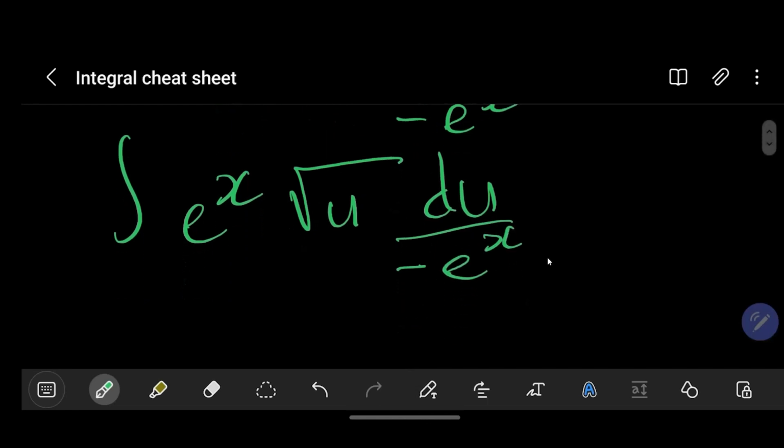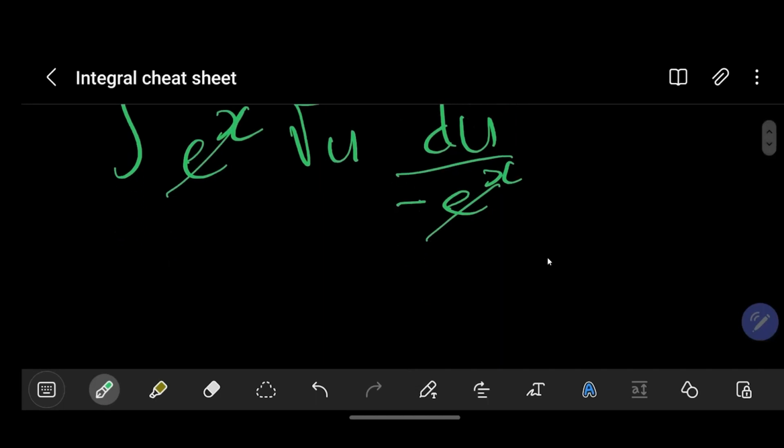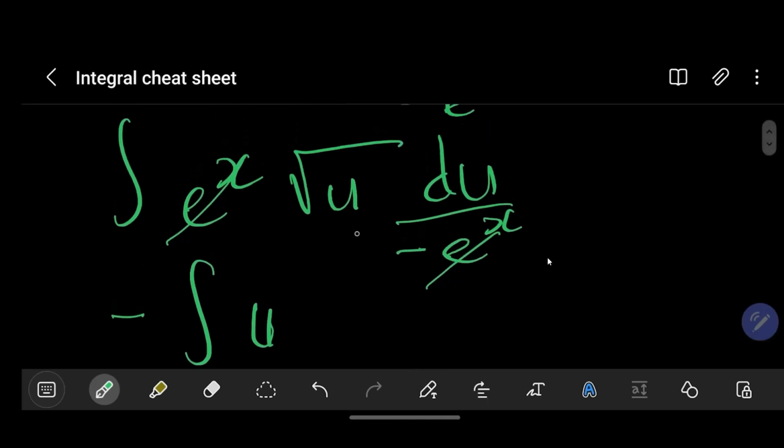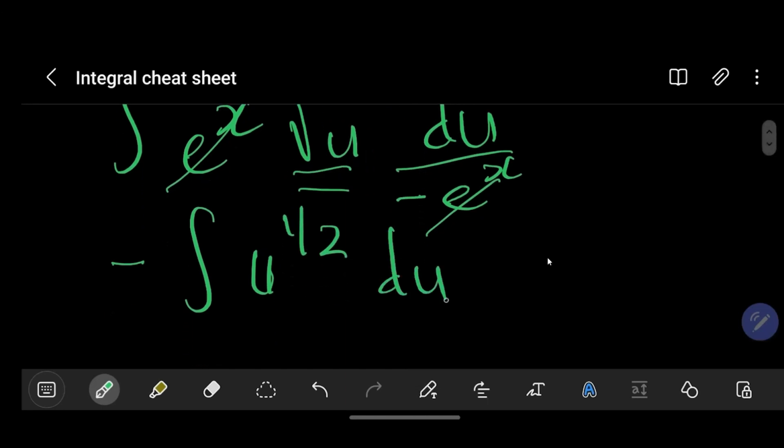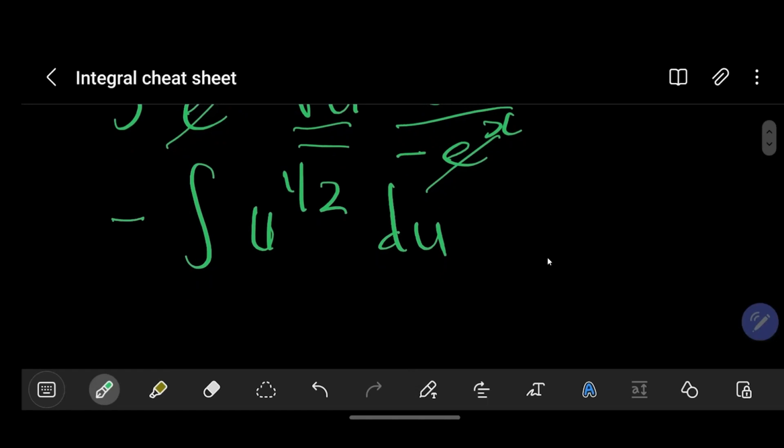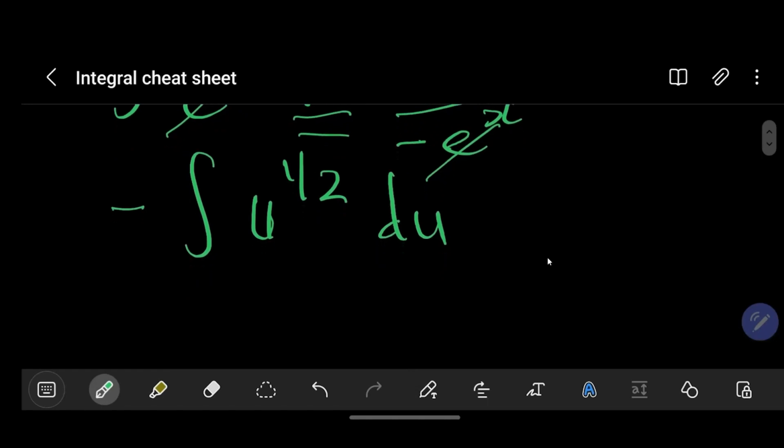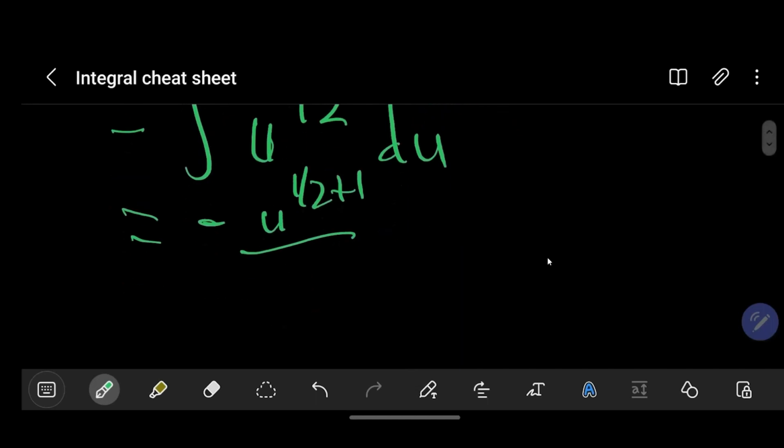Now we know we did the u substitution correctly, as we can cancel these two out, and now we have minus the integral of square root of u. But now let's rewrite the square root of u as an exponent, like the examples we had earlier on. So that's u to the half du. Okay, so now we can use the power rule. So this is now equal to minus u to the half plus 1 over a half plus 1 plus c.